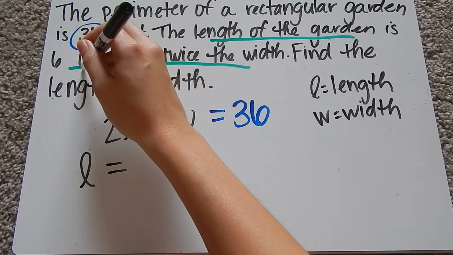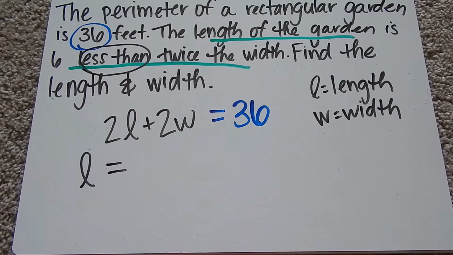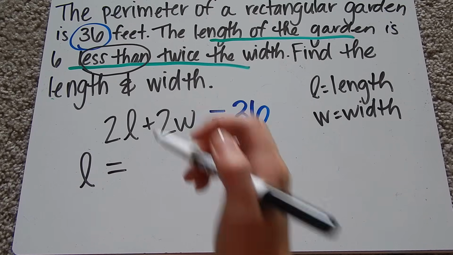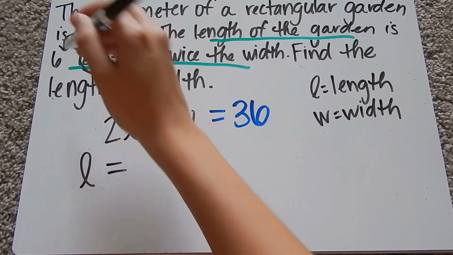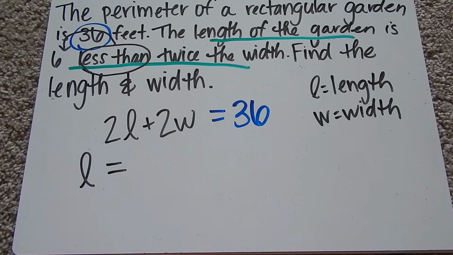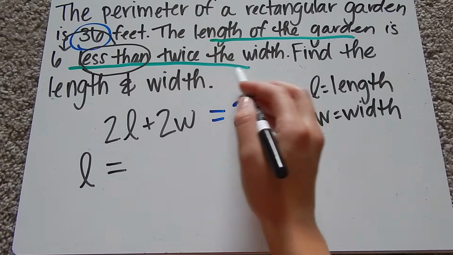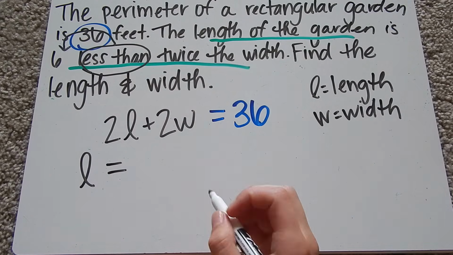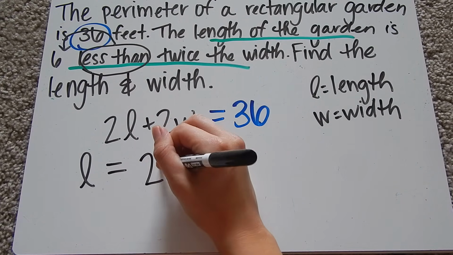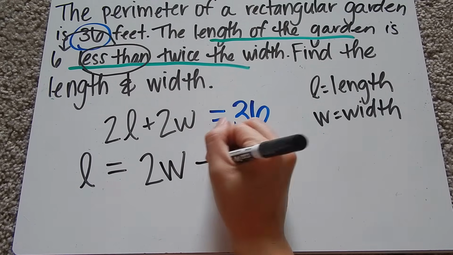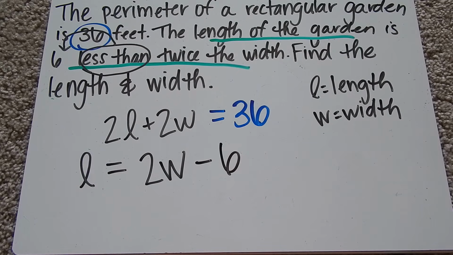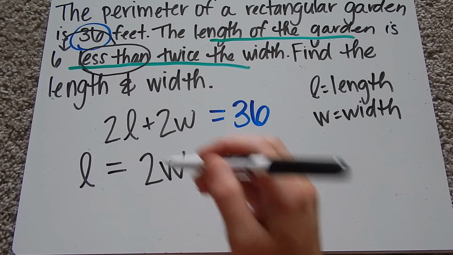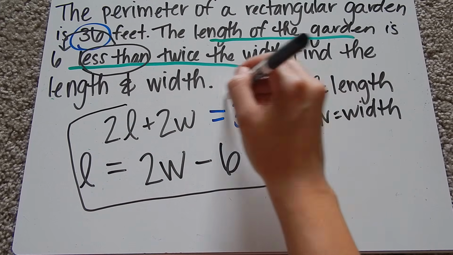Now remember, this less than is a special type of word. Less than actually is a turnaround word. 6 less than twice the width. So we have twice the width minus 6. That's how we read that sentence, since less than is a turnaround. So 2 times W minus 6. 6 less than twice the width equals the length. And here are our two equations.